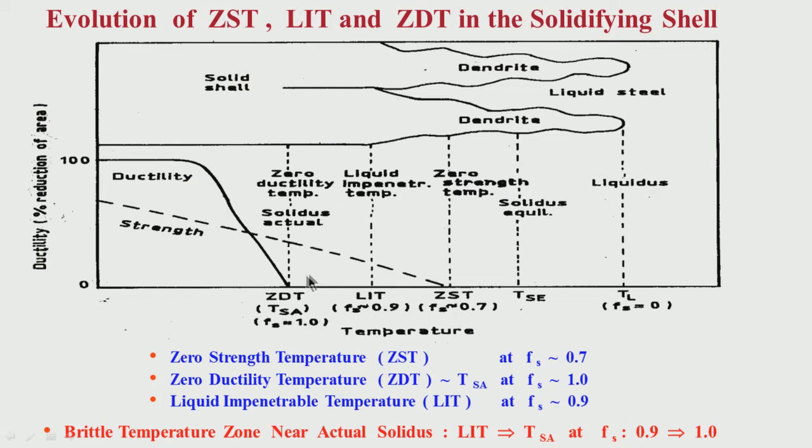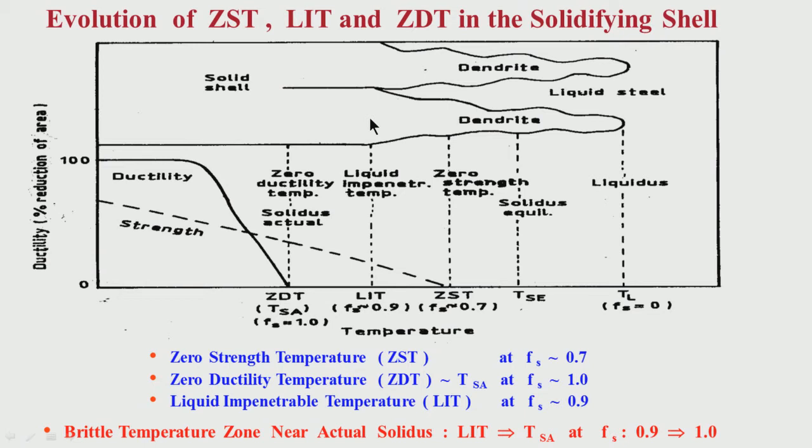that means between solid fraction of 0.7 and solid fraction of 1, what is the situation? The strand has strength, but the strand does not have ductility. Ductility starts to develop only at the completion of solidification at the ZDT temperature, that means at the TSA temperature, the actual solidus temperature. In this temperature interval, it is very interesting to know that the dendrites and the whole strand have some strength, but do not have toughness. So what is the situation like? A material which has strength but no ductility or toughness.